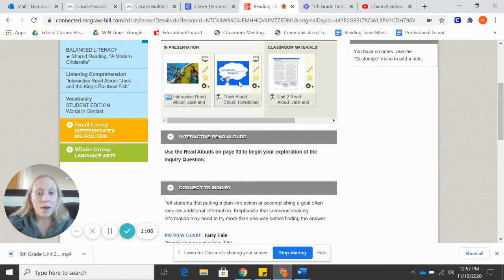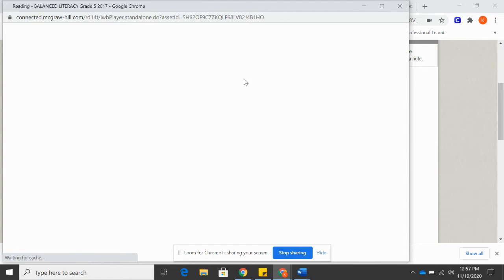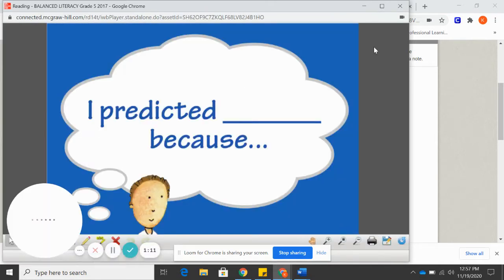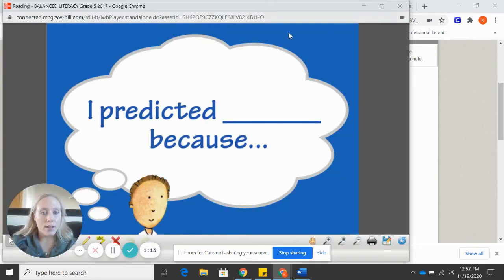One thing that can help us is our Think Aloud cloud. I predicted blank because. So while I'm reading, I can fill this in my mind or even write it down, and that'll help me with my comprehension. Okay, so I'm going to read some of our interactive read aloud, and I'm going to work on my making predictions.